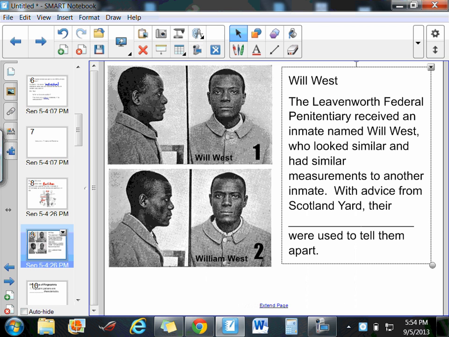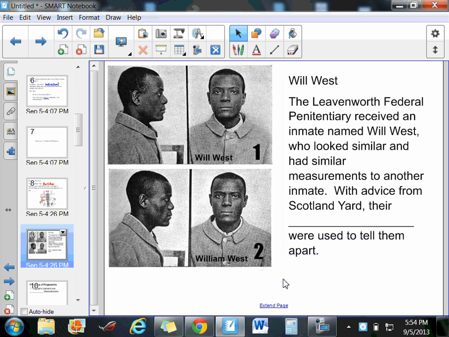But then, at the Leavenworth Federal Penitentiary, an inmate was admitted by the name of Will West. The officer who was admitting him into the prison was like, dude, I've seen you here before. And Will West was like, I've never been to this prison. So he went back into the records. He pulled out the Bertillon measurements, and he found out that Will West had almost the same exact measurements as this other guy. And they looked similar too. And guess what? The other guy's name was William West.